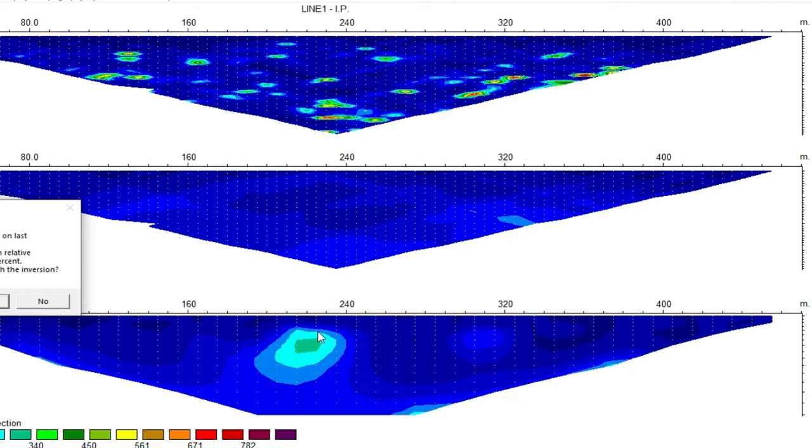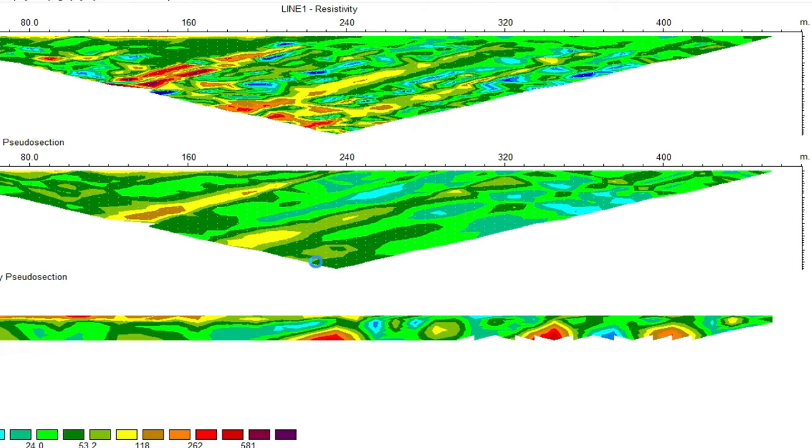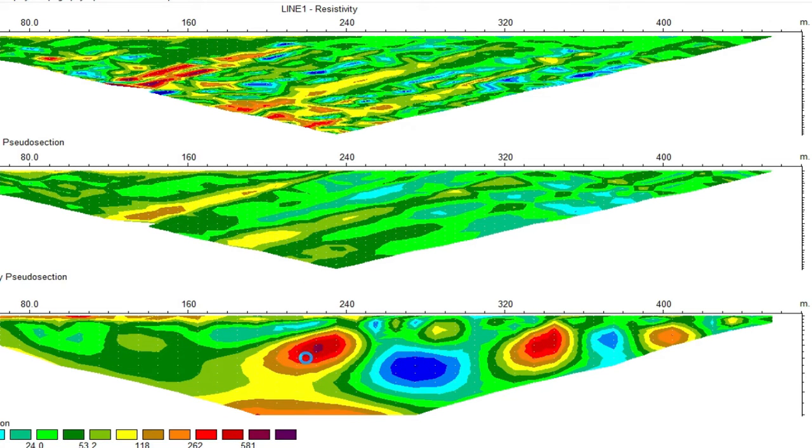So is that telling us something? The same thing with the resistivity. It's very clear that there's a coincidence. There's a very clear resistivity anomaly around here, coinciding with that of the IP. You see, there is 70, 80, 90, and about 210, 230. You can see.